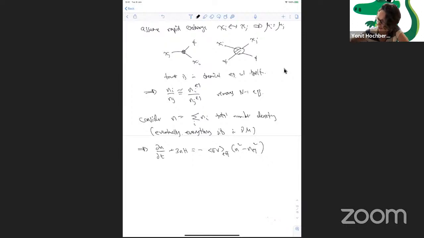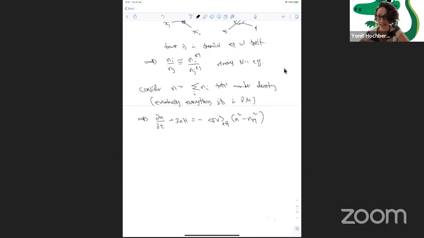And you see this equation is identical to the equation that we saw for the WIMP, except now I have some effective cross-section, which has the following form, where this sigma v effective is just the sum over ij, summing over all of the particles i and j, of n_i equilibrium times n_j equilibrium, normalized by the total n equilibrium squared, times the individual ij cross sections of these particles.